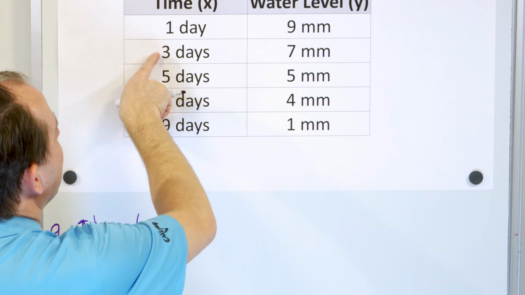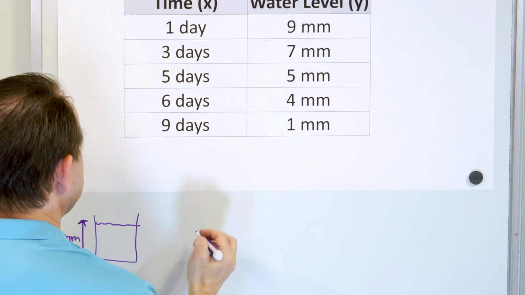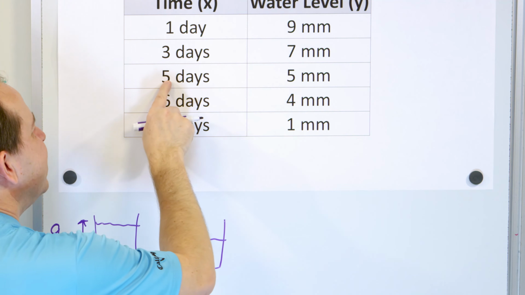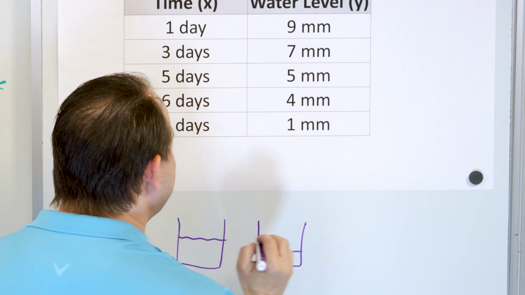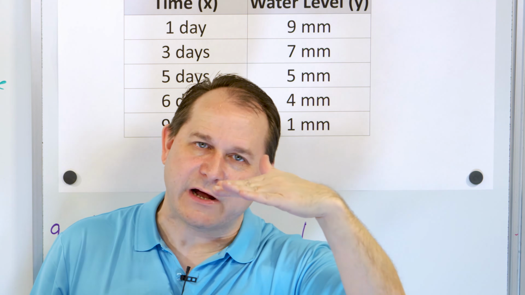But then on day number 3, so you skip a day, day number 3, we actually only have 7 millimeters of water in this cup. So the water level went down. But then on day number 5, we only have 5 millimeters of water. So the water level went down even more. You see what's happening? The water's evaporating. So the water level is going down, down, down, down, down.